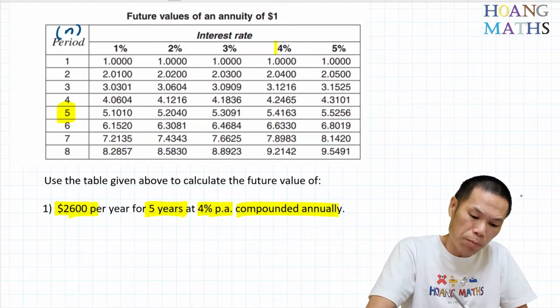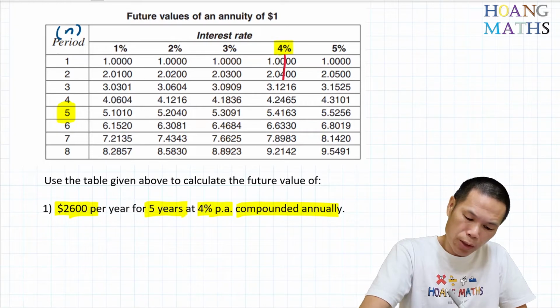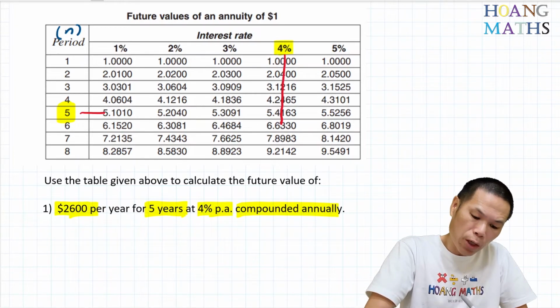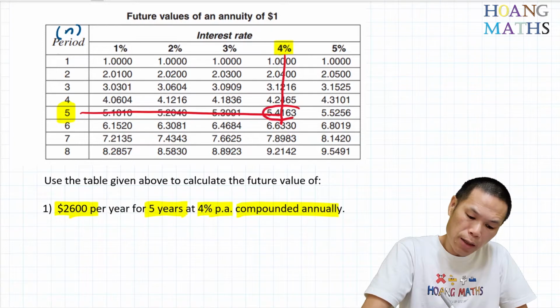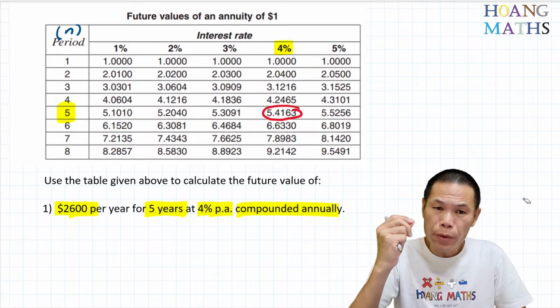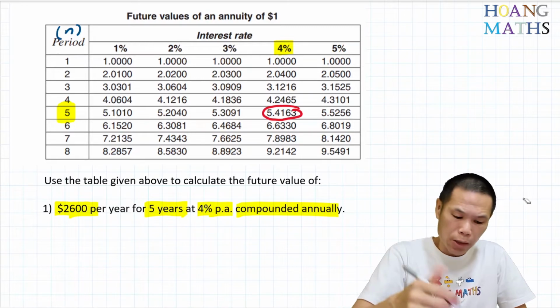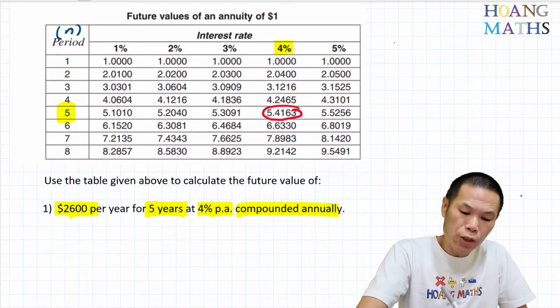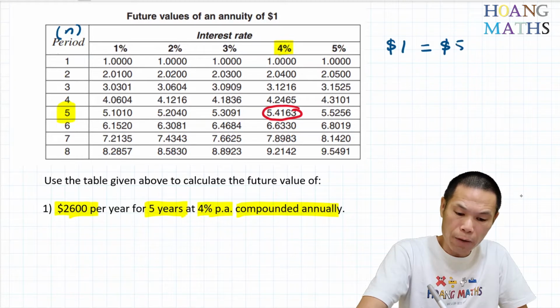So the interest rate is 4%, we go down, and then we go across. This is the future value. This means that for every dollar we contributed in 5 regular payments, the future value is 5.4163.